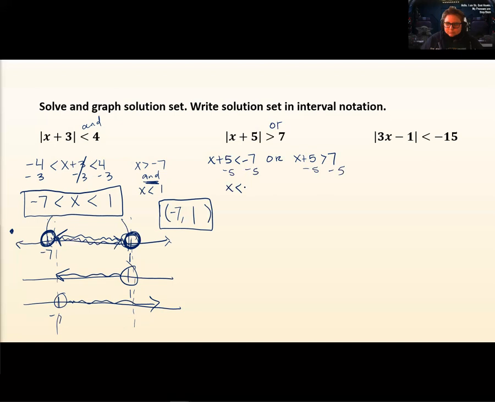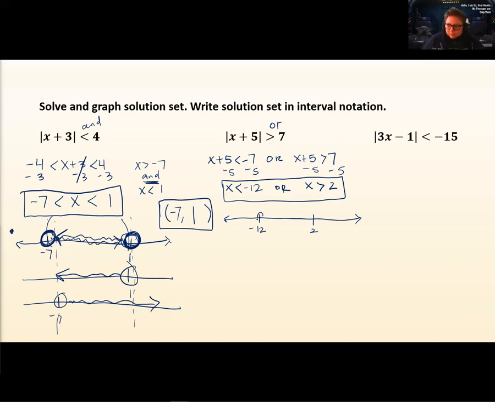It would be -12. Yep. And then we have "or x is greater than," and what's 7 minus 5? That's 2. Okay. So we have x is less than -12 or greater than 2. So if we're looking at this on the number line and we have -12 and we have 2, are these open circles or closed circles?